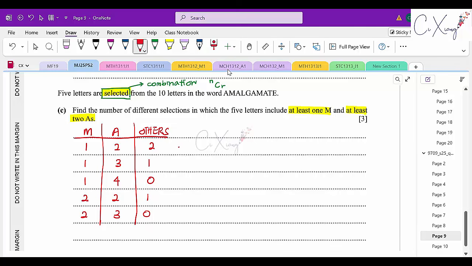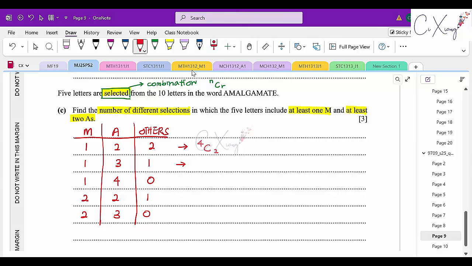Then to calculate the number of selections, highlight the keyword number of selections. That means no matter how many M's you have, when you select them, it is still referred to as 1 M only, because the result shows only 1. No matter how many A's you choose, A is still the same A, and the result only shows 2 A. Therefore, to select the combination, you need to consider the other letters. So you have 4 other letters and you want to choose 2 of them.